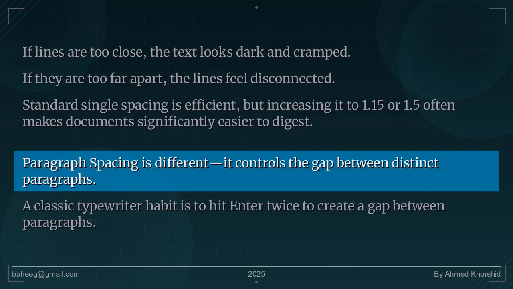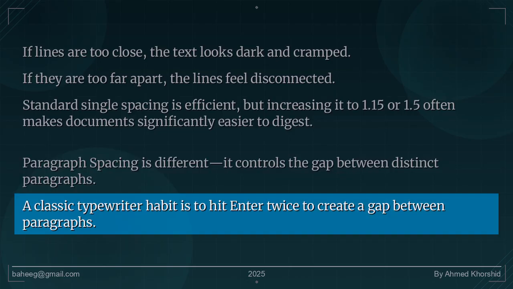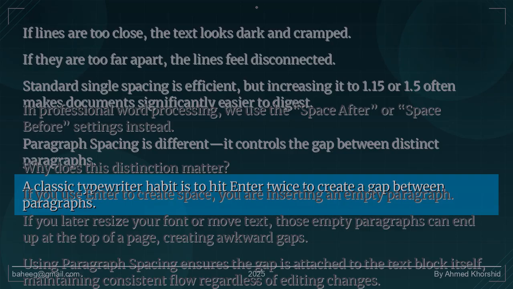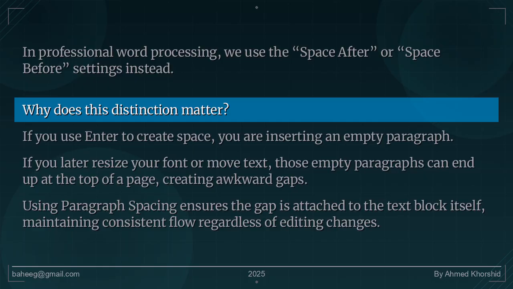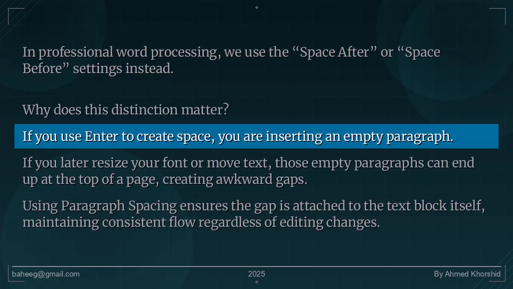Paragraph spacing is different, it controls the gap between distinct paragraphs. A classic typewriter habit is to hit enter twice to create a gap between paragraphs. In professional word processing, we use the space after or space before settings instead. Why does this distinction matter? If you use enter to create space, you are inserting an empty paragraph.